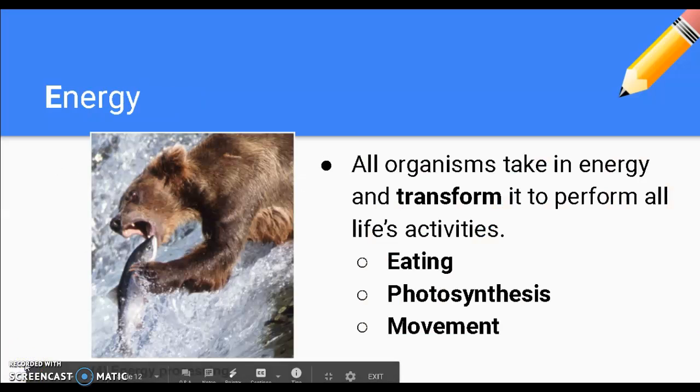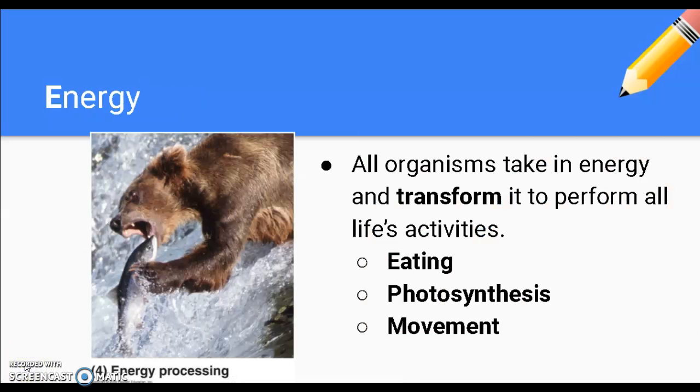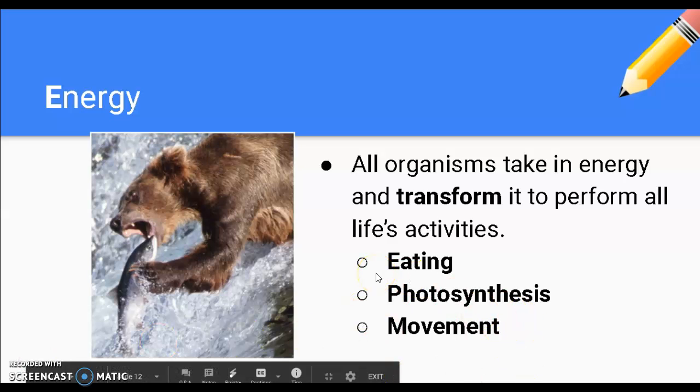Next, we have energy. All organisms have to take in energy and transform it in order to perform life's activities. So, animals will eat in order to gain their energy. Plants will take energy from the sun and use it to do photosynthesis. And then energy is transformed. The energy from our food is transformed in order to create movement within our muscle cells.